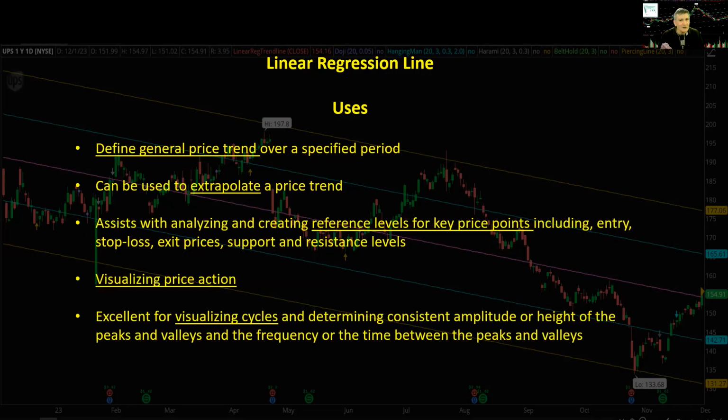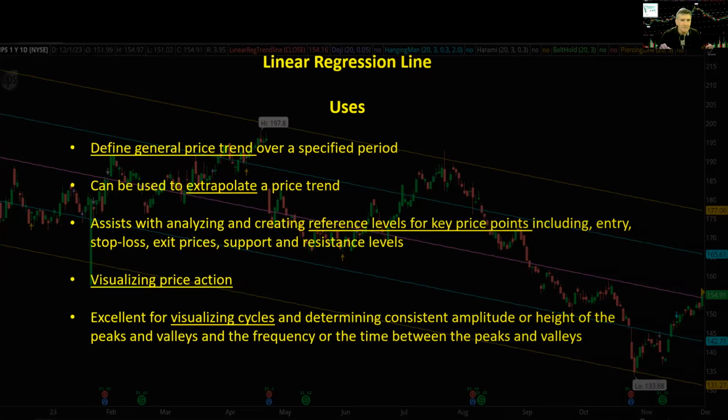Visualizing cycles. Now, that's the one I really love, and I enjoy looking at a cycle. When I see a beautiful cycle and I can see it with the linear regression lines, and I've got great altitude on the peaks and valleys, I've got beautiful timing on the frequency or the time between peaks and valleys. Doesn't get better than that.